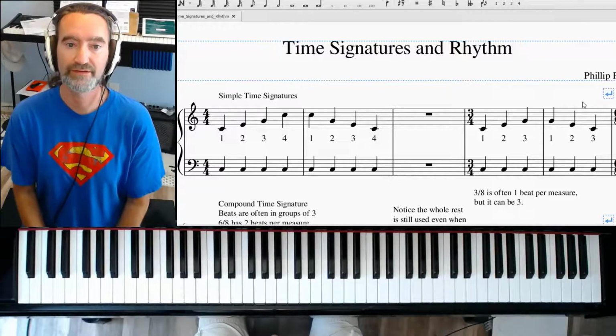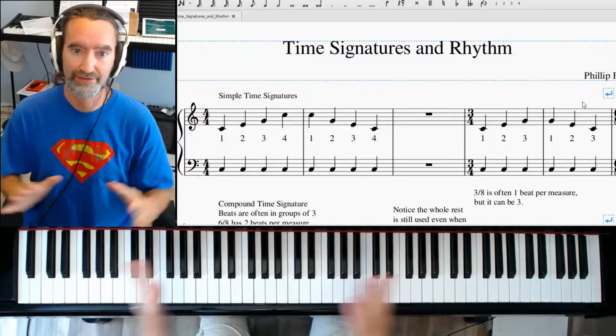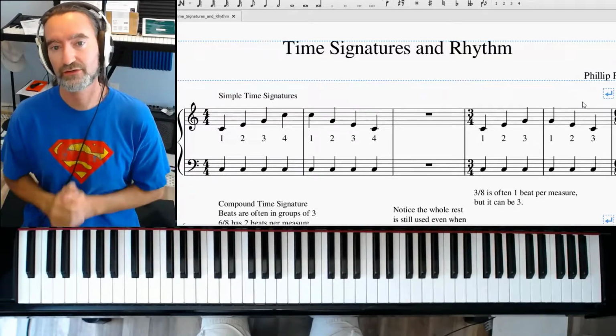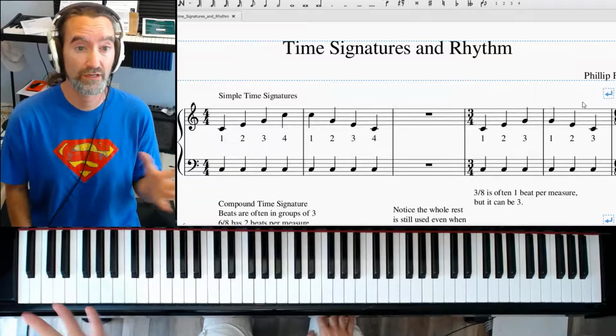With another video on rhythm, just a little bit more. We got to talk about beat pattern now. In written music, this is called time signature. The time signature is going to tell you a couple things.